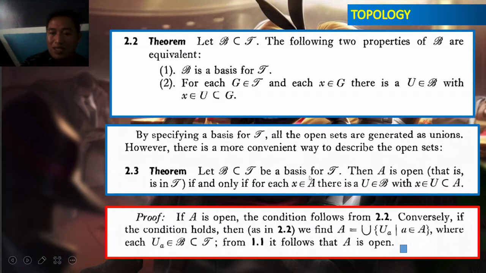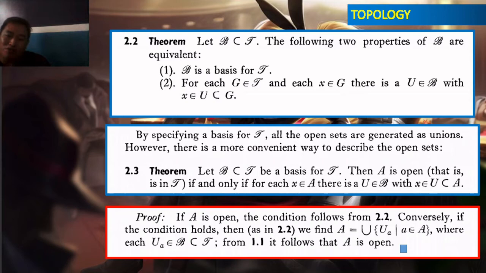So it becomes A there. There exists a U element in script B with x element in U subset of A. It is A here because G is what appears in Theorem 2.2, so we replace it with A. So the condition follows from 2.2.